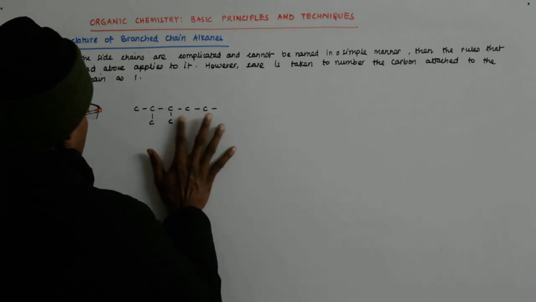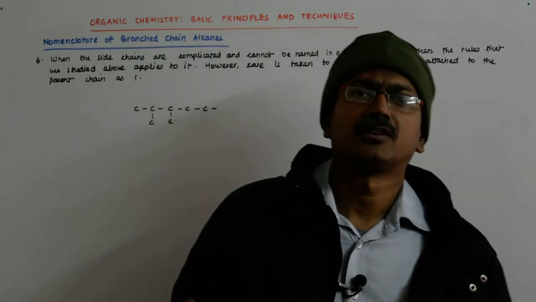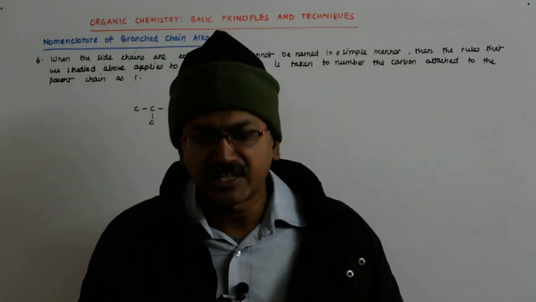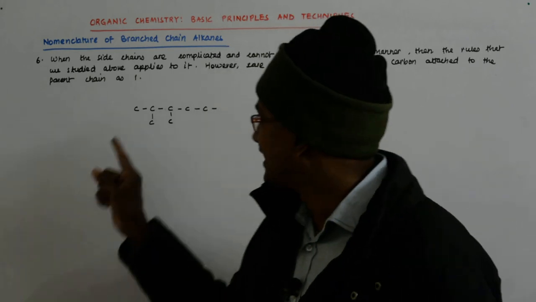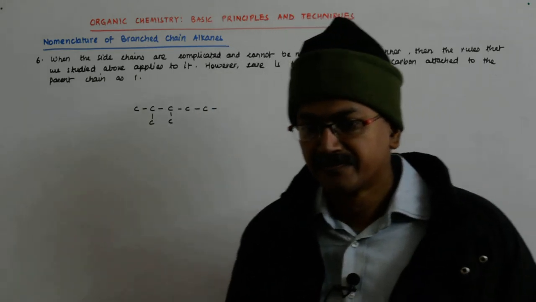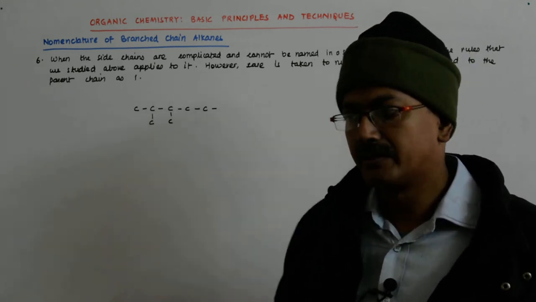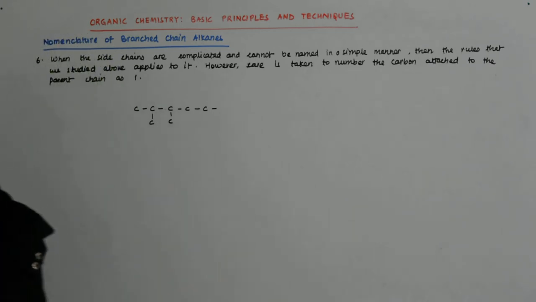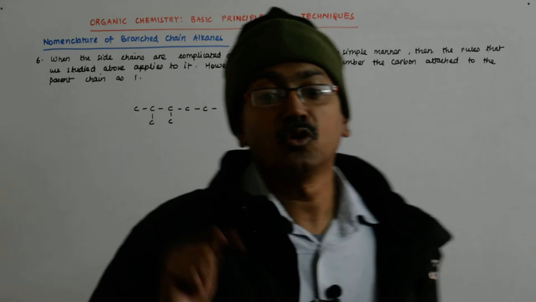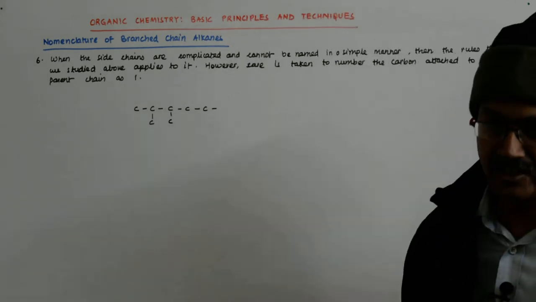So hold on. That we'll discuss next. Don't worry. When you have two chains of the same length, as suddenly it happened here, I was trying to name a side chain, suddenly something else cropped up. Okay? That we'll discuss next. When there are two side chains of equal length, then you choose that side chain which has more number of substituents, which has more number of side chains.